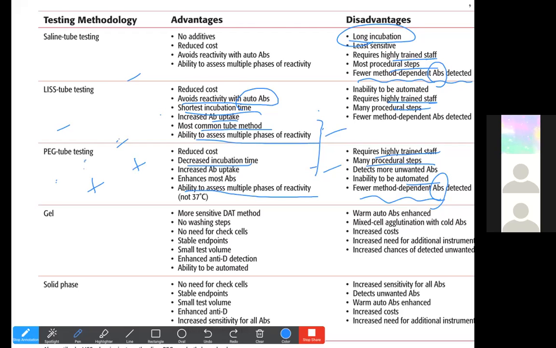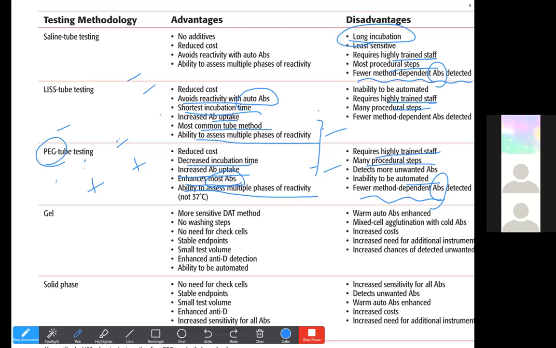Basically, the disadvantage is that it requires too many steps, too many staff, and has less sensitivity. But the advantage is that we are able to look at all the phases of the reaction, and it is reduced cost, and you can pick up most antibodies. This is particularly true with PEG, because you will not miss any clinically significant antibody, and it enhances most antibodies, so there will be increased antibody uptake.